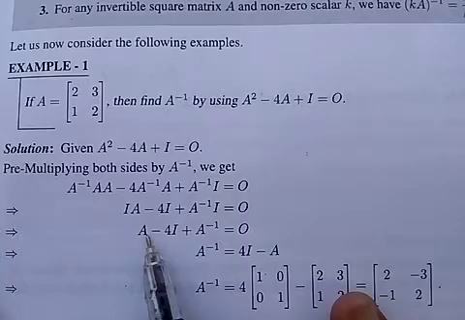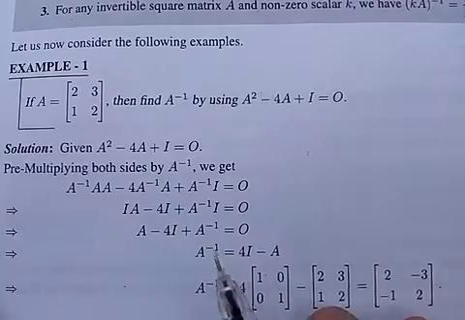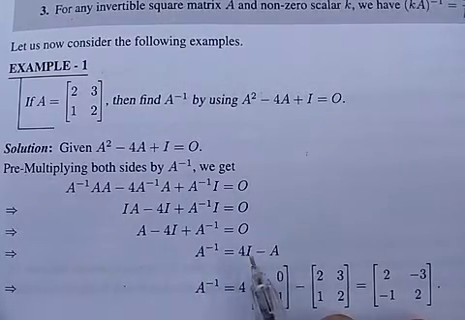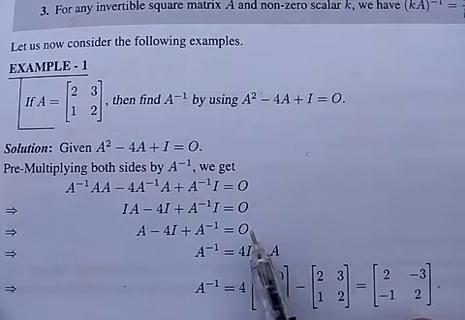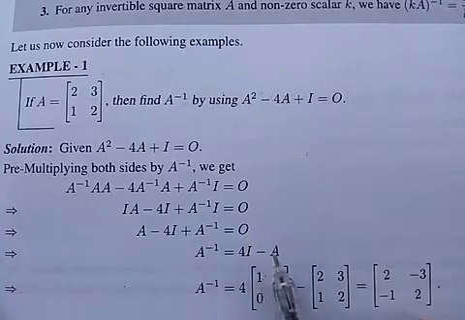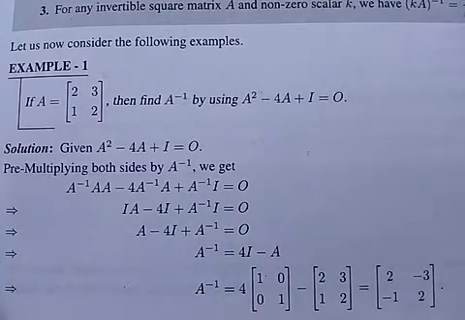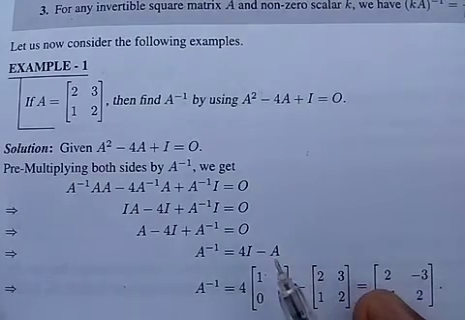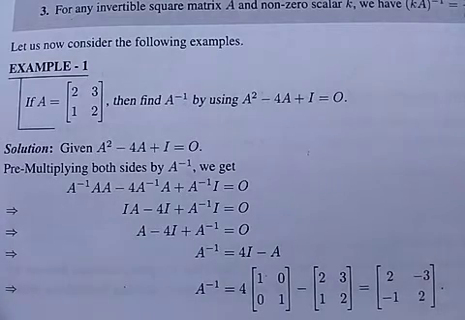I into A equal to A, minus 4I, A inverse equal to O. A inverse equal to 4I minus A. We can remove here O matrix because O matrix is zero matrix. Now we can substitute the values of identity matrix and value of A matrix. After simplification, A inverse equal to 2, minus 3, minus 1 and 2 are the elements of A inverse.